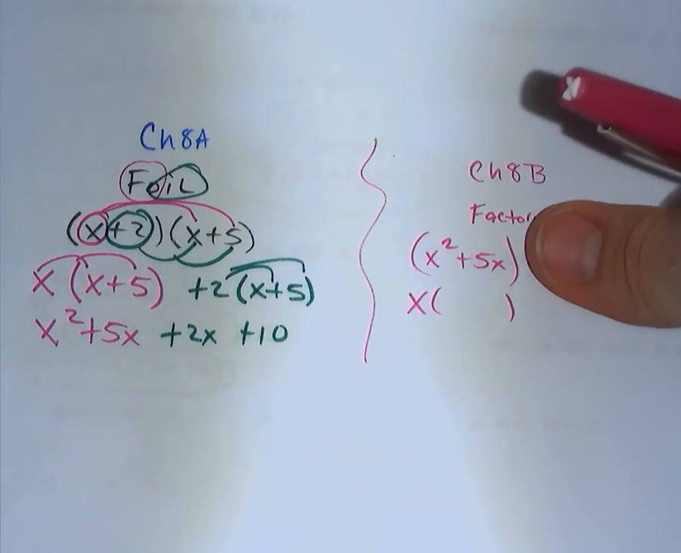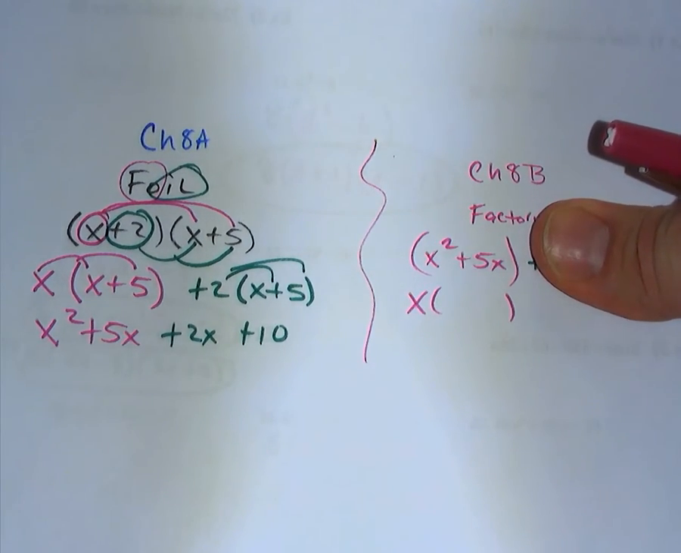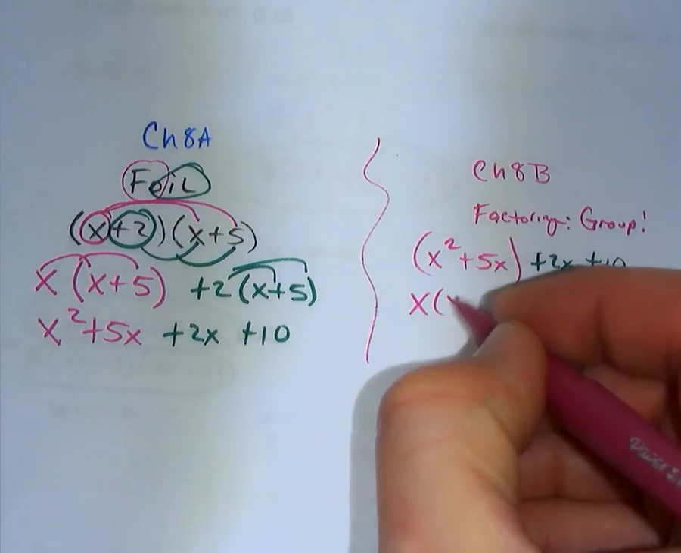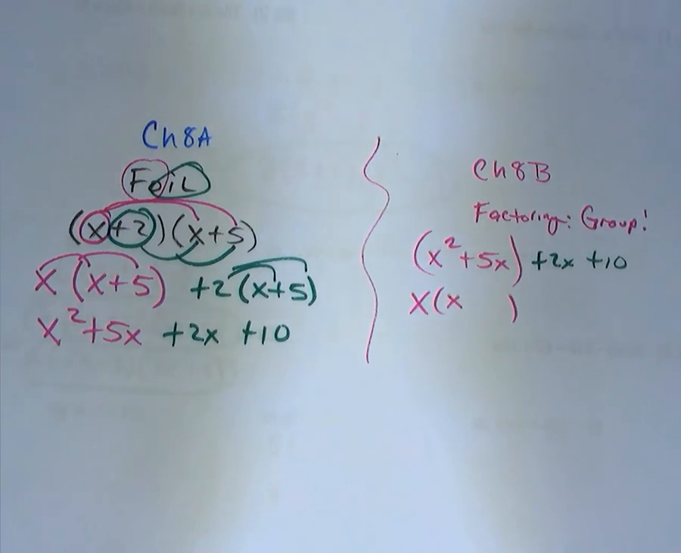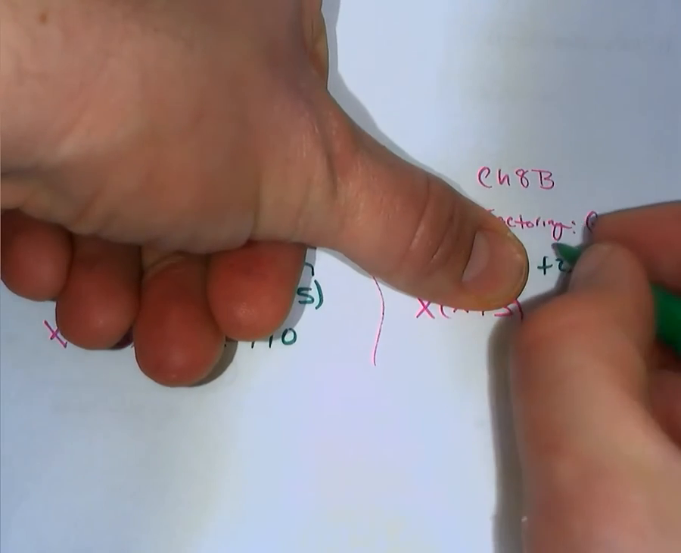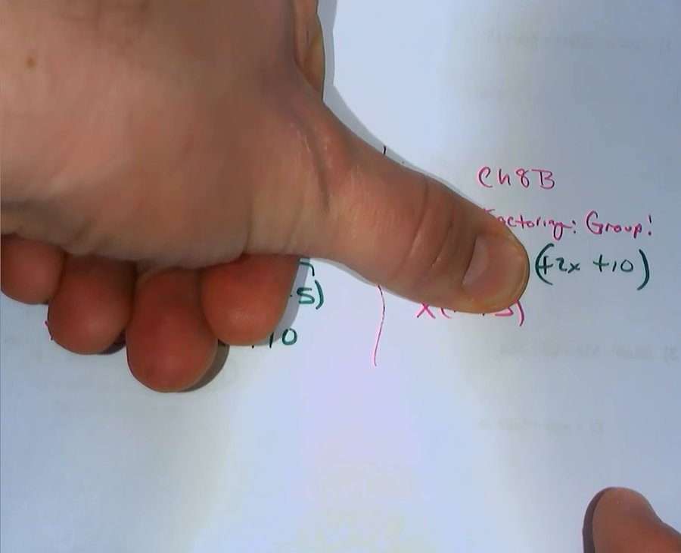And when I take out an x from x squared plus 5x, what do you have left on the inside? What happens when you take an x away from x squared, Ryan? You get x, and what happens when you take away an x from 5x? You just have 5. So we group the first 2, and we take out the GCF, and then we cover up, and we group the next 2, and we take out the GCF.